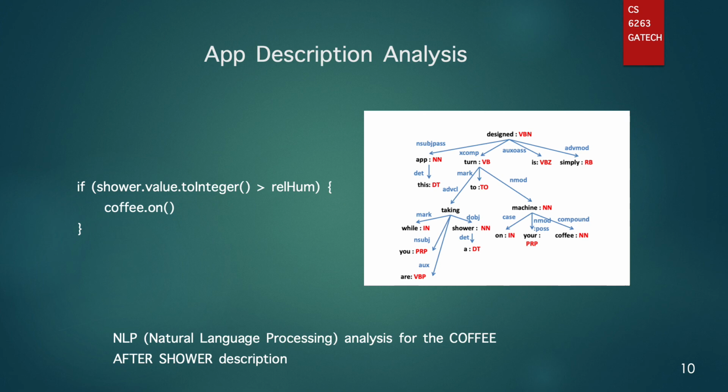This is an example of the app description analysis using natural language processing for the coffee after shower description. Natural language processing analysis for this app is designed simply to turn on your coffee machine while you are taking a shower. Here, the red and blue characters respectively indicate part of speech.